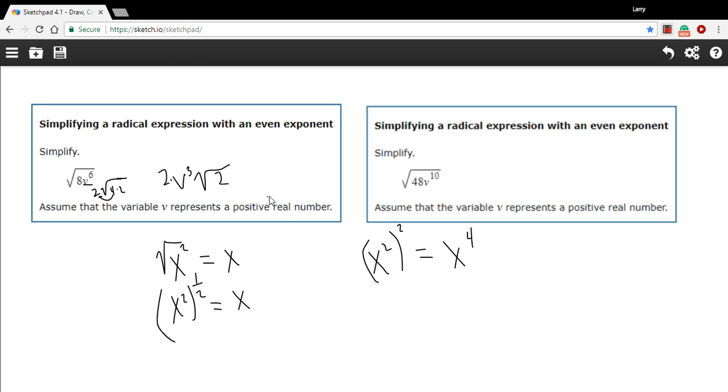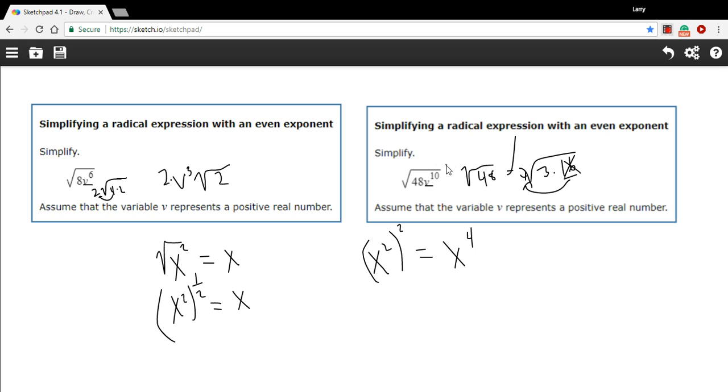Let's try that again with this one over here, slightly more complicated. Let's do the number part first this time, the square root of 48. So what is that? Well, 48 is 3 times 16. So we could take the square root of the 16 part, and that would make it a 4 out here. So this would be 4 times the square root of 3. So that part is easy enough.